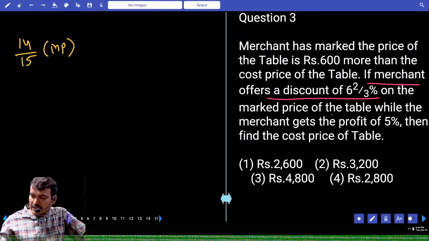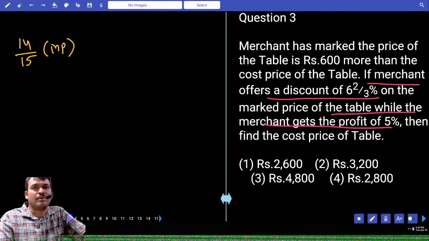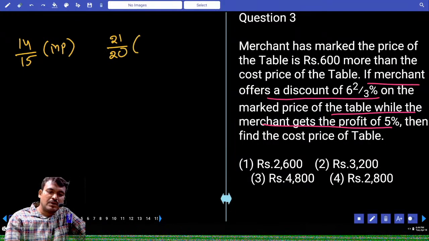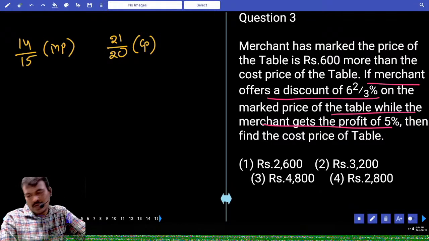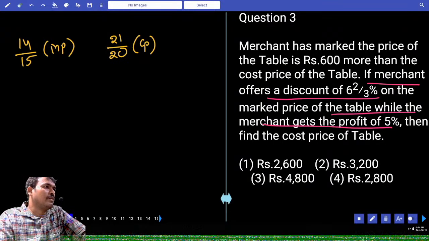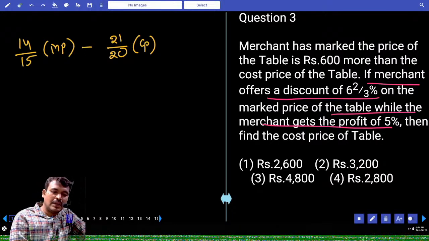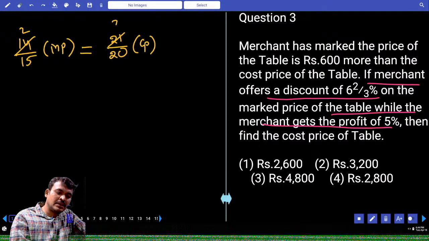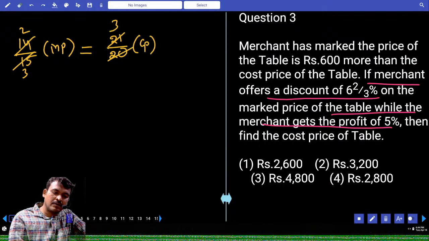Next, the table, while the merchant gets a profit of how much? 5%. 5% profit means 105/100, or not? Which means 21/20, or not? 21/20 of cost price or selling price? Cost price. 5% means what fraction? 1/20. Out of 20 parts, 1 part is profit, so the selling price is 21/20, or not? Both selling prices are equal or different? Equal.